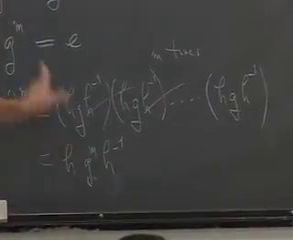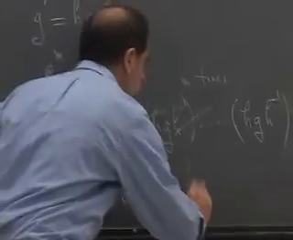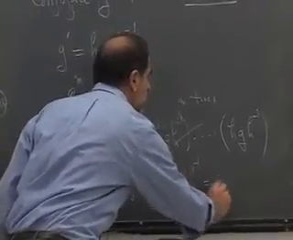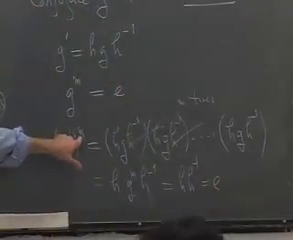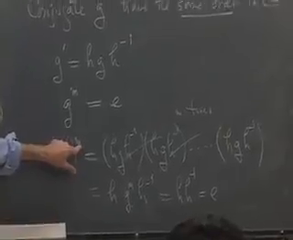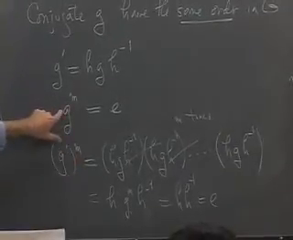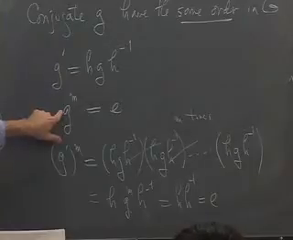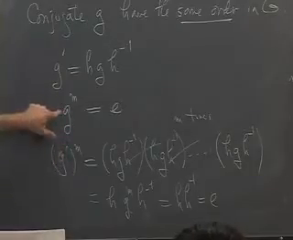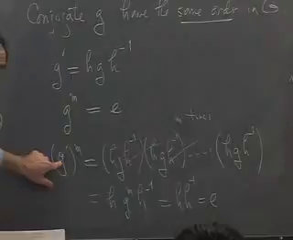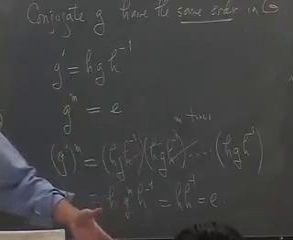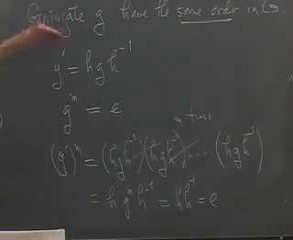And g to the m is the identity, so this is just h inverse, which is just the identity, which shows that the mth power of g prime is the identity. But that shows the order of g prime is less than or equal to the order of g. But then you do the converse, and you show the order of g is less than or equal to the order of g prime, so they're equal. So conjugate elements have the same order.